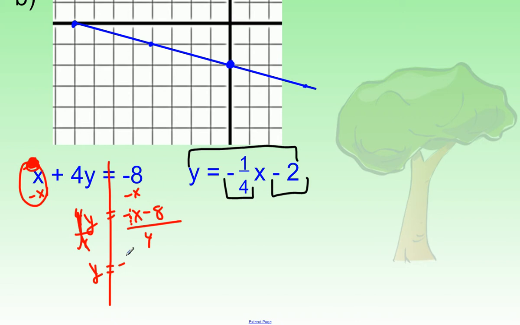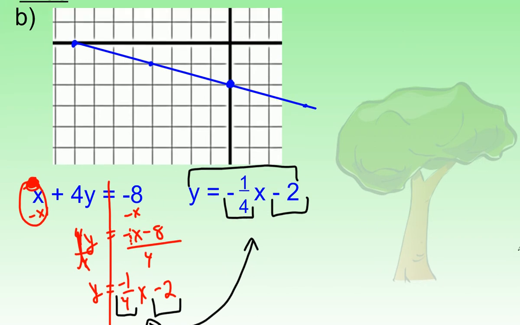But if you didn't, yes, this is -1x. So -1/4x, because that fraction does not simplify. It does not divide. So we're going to leave it as a fraction because we like our slopes as fractions. And -8 divided by 4 is still -2. And you guessed it, the slope is -1/4. The intercept is -2, just like the other equation. So our line is going to be the exact same line. They're going to overlap.